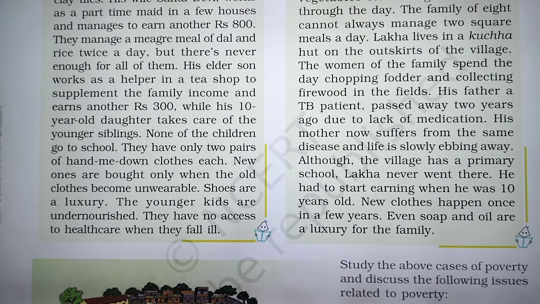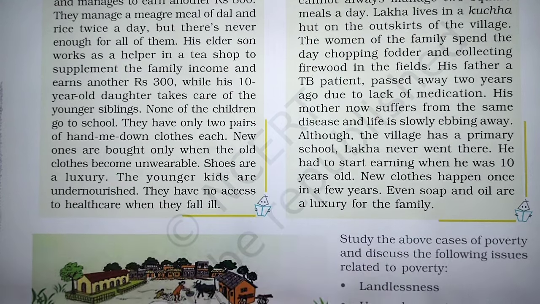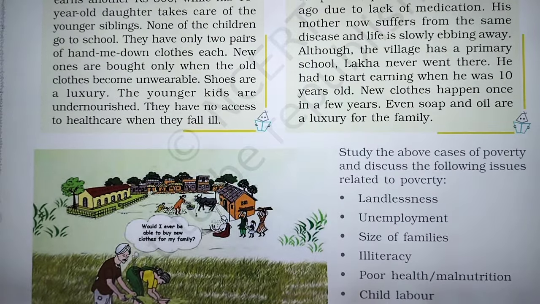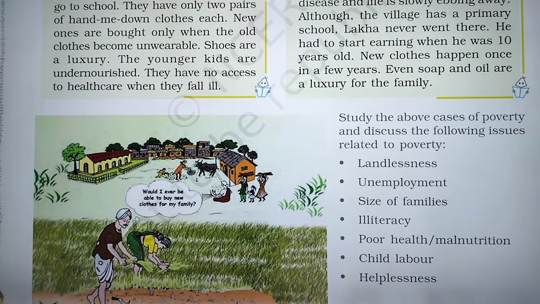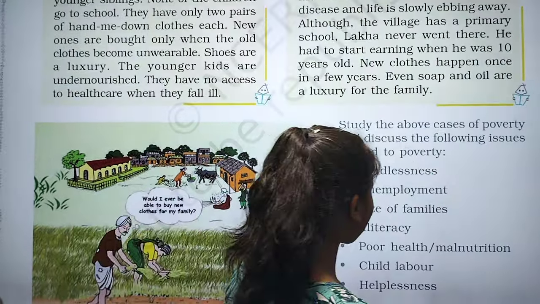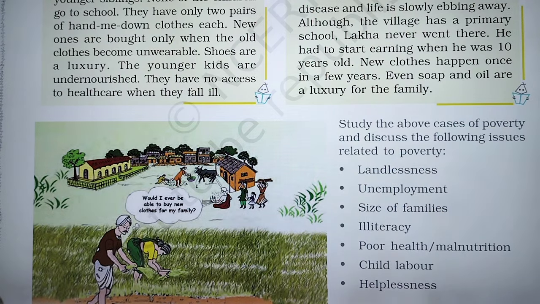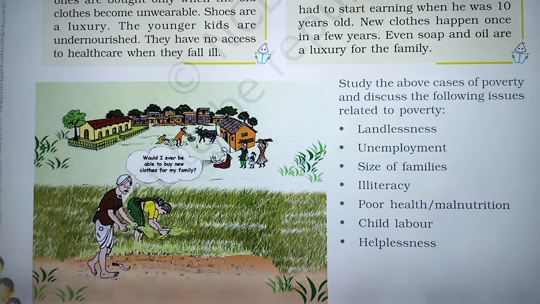Even soap and oil are luxury for the family. In the urban case, soap was a luxury for the family, and in this case soap and oil are luxury for the family. Study the above cases of poverty and discuss the following issues related to poverty. These are the reasons we can say that a person is in poverty.